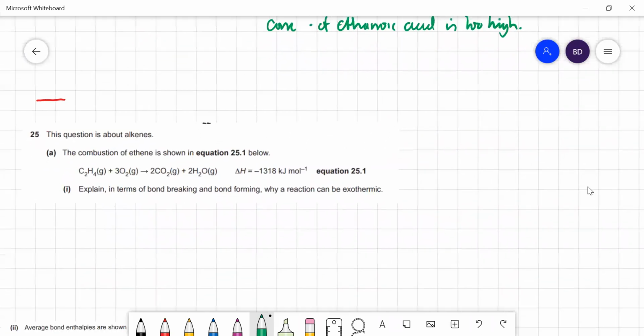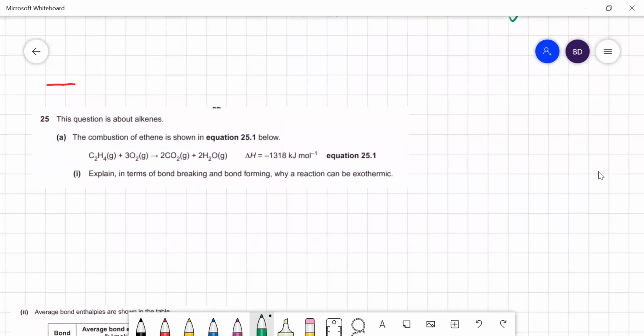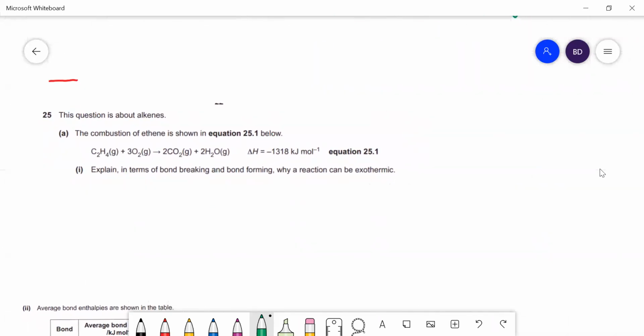Question about alkenes. The combustion of ethene is shown in the equation below. Explain in terms of bond breaking and forming why a reaction can be exothermic, right? I think there's 2 marks for that. Well, I think, or maybe just 1.